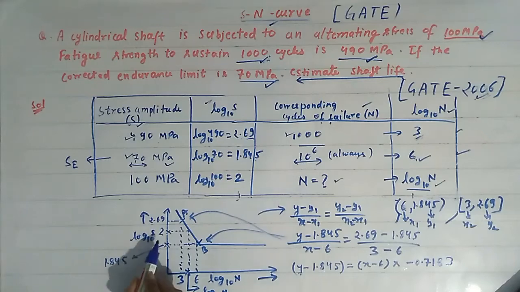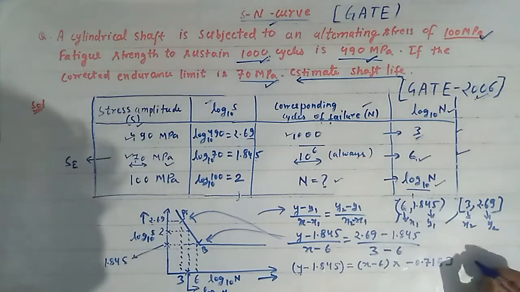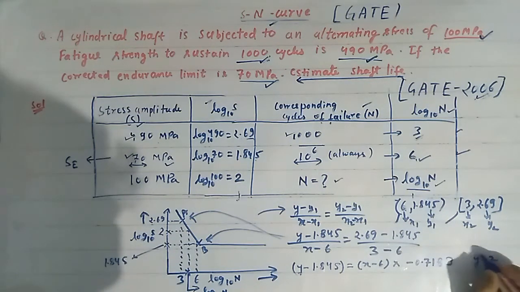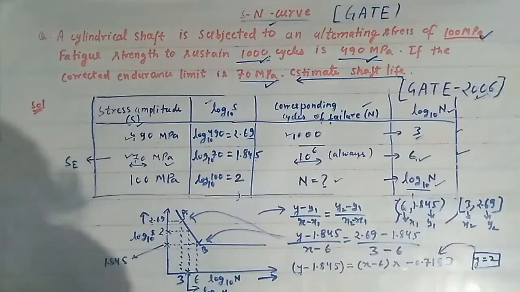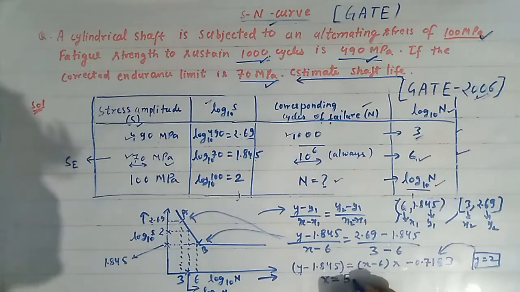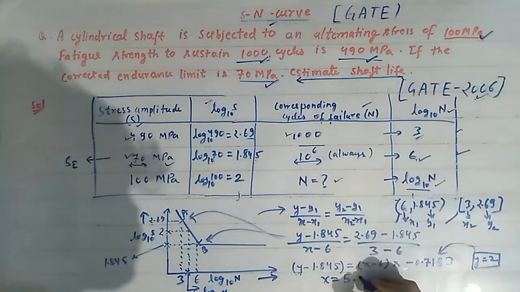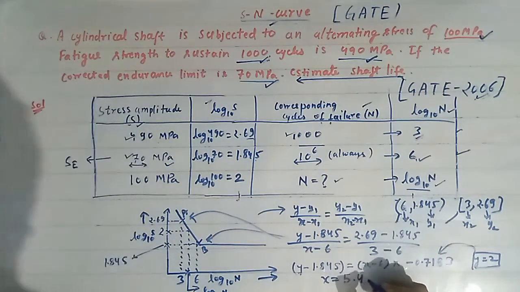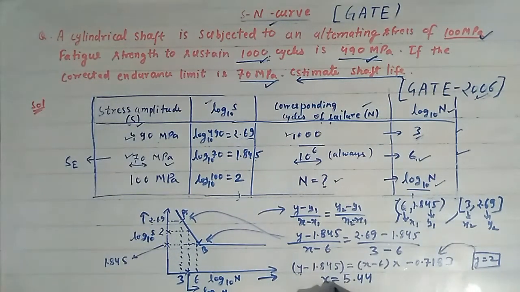So I am putting the value of y as 2 and we will get the value of this point. Putting y equal to 2 in this equation, we will get the value of x, as you will calculate yourself. I am writing directly the value of x. The value of x is coming out to be 5.44.